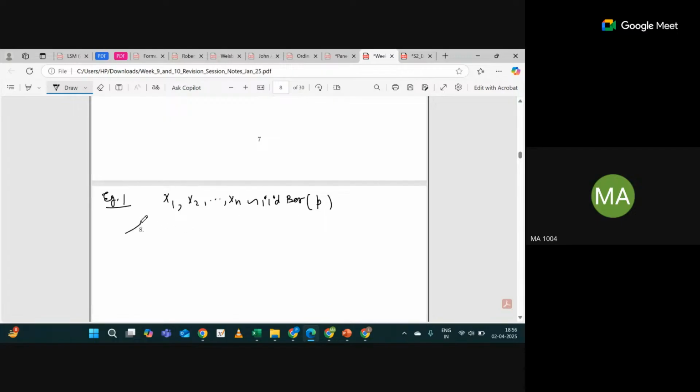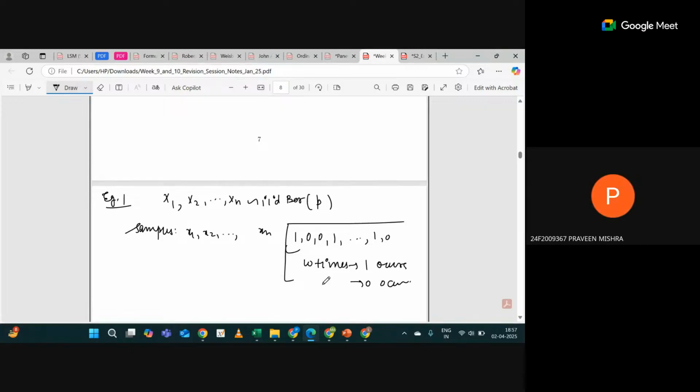Suppose samples have been given to you, small x1, small x2 up to small xn. For example, 1, 0, 0, 1, and so on. Suppose out of n, W times 1 is coming, so W times 1 occurs. This means how many times will 0 occur? n minus W. See, if you have 1, 1, 1, 0, 0, then 3 times 1 is occurring, which means 5 minus 3, 2 times 0 is there. Very basic concept.